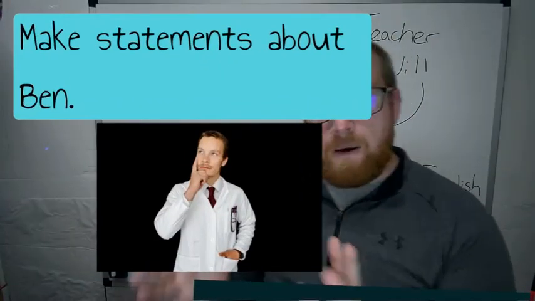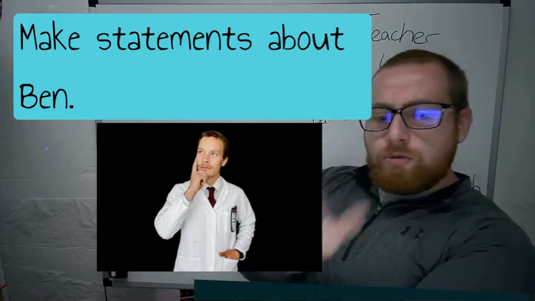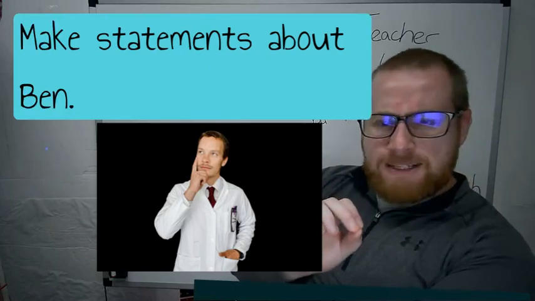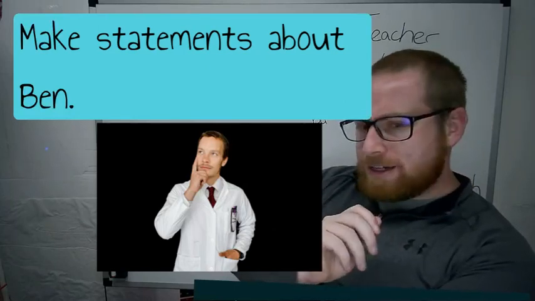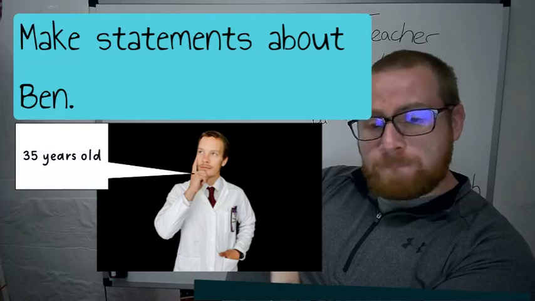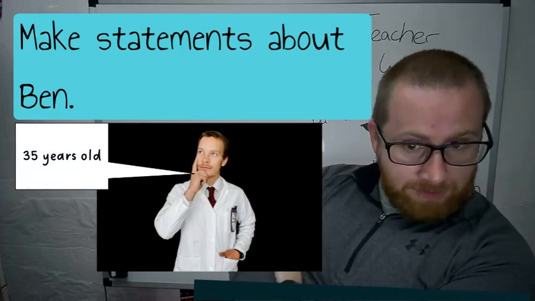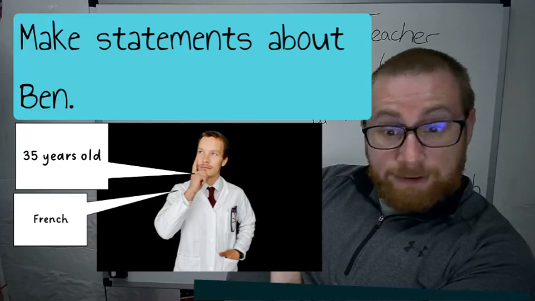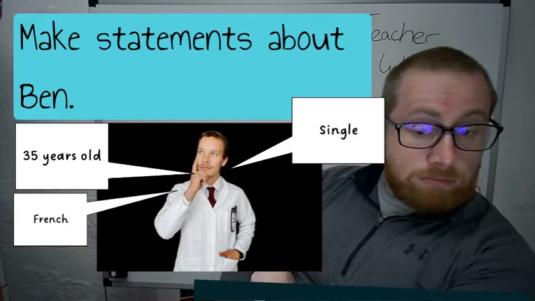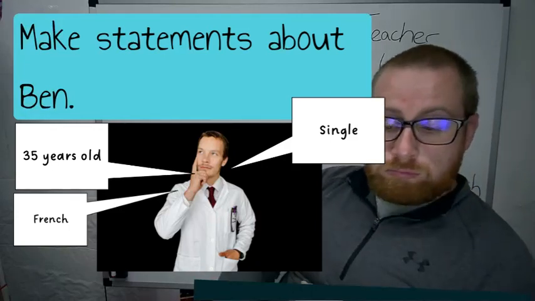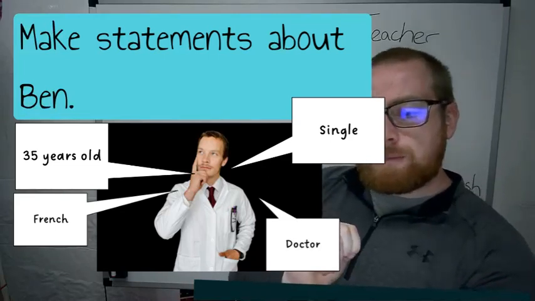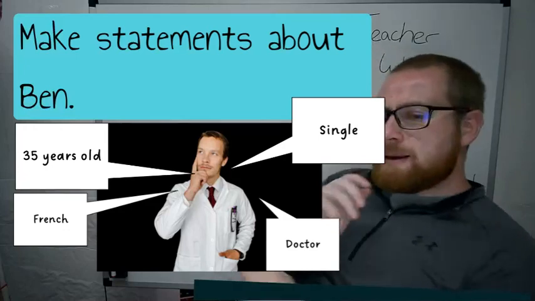Now, we have Ben. We're going to try to use to be to make some statements, some facts about Ben. Statements of fact, which is the present simple. Let's find out some stuff about Ben. Age, 35 years old. Nationality, French. Single, not married. Single. Doctor, job, doctor.